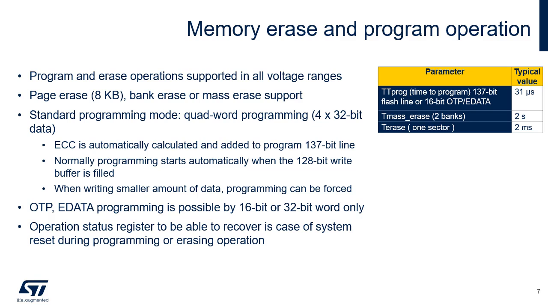The ECC code is calculated and added to the data so that 137 bits are actually programmed. The contents of the flash memory currently being modified are not guaranteed if a reset occurs during a flash memory program or erase operation. The status of the flash memory can be recovered from the flash operation status register when a system reset occurs during a flash memory program or erase operation. It's the software's responsibility to check the flash memory status and to take corrective actions accordingly.